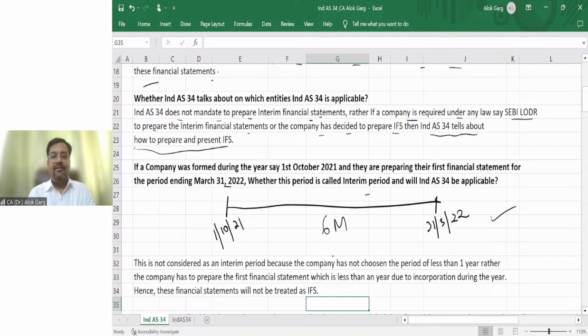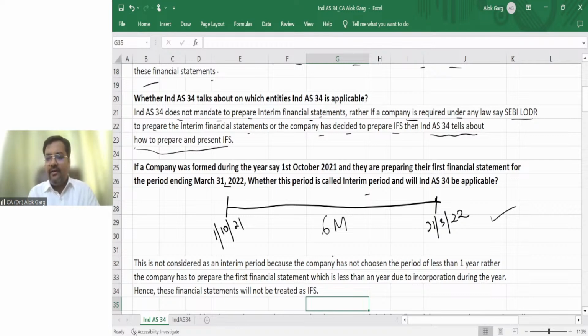Rather, the company has to prepare the financial statement for six months. Why? Because the company has been incorporated during the year. If someone says that please prepare full year financial statements, it cannot prepare. It cannot prepare, right? Why?